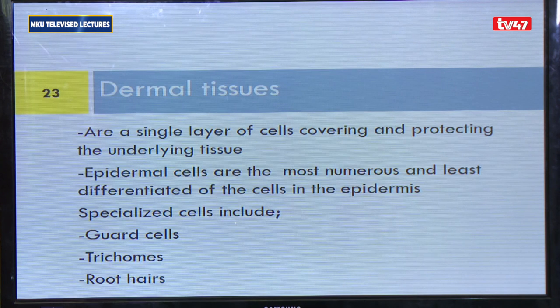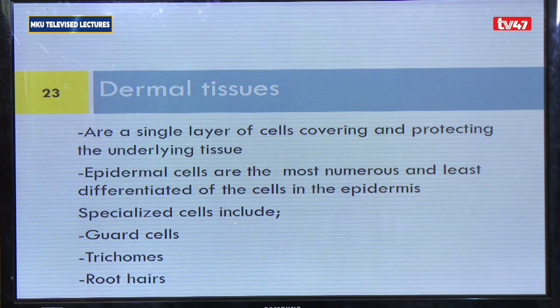Now, for the dermal tissues, generally, dermal tissue is said to qualify to be simple tissue. And we said the dermal tissue is made up of the epidermal cells, and the epidermal cells basically can undergo modifications to play various roles. And some of them can become modified to play a specific role. So they undergo specialization. And the degree of specialization the epidermal cells undergo will vary from one type of plant to the other. So you find some specialized cells associated with epidermal cells.